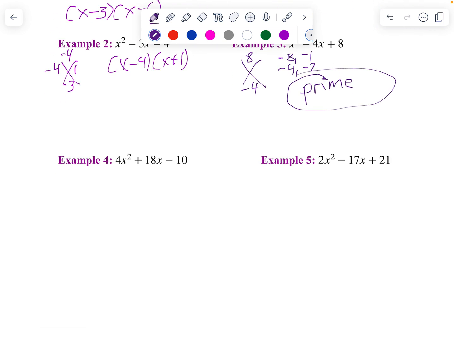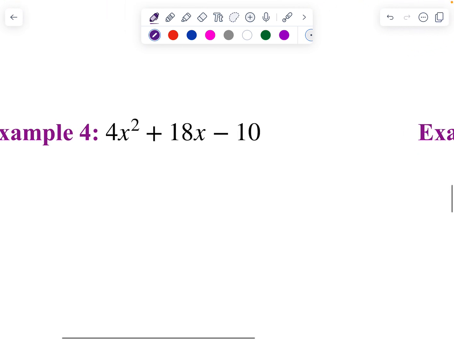Now in example 4, here's where things switch up. If you have a number in front of x squared, like we do here, the first thing you do is do what we did yesterday. Does anything go into all three of them? Well, in this case, it's even, isn't it? So I can factor out a 2. So I'm going to say 2 times 2x squared plus 9x minus 5.